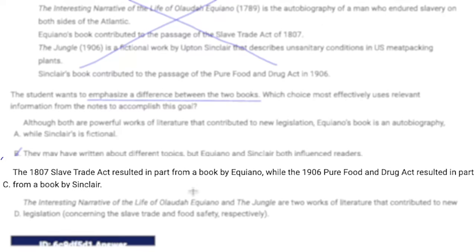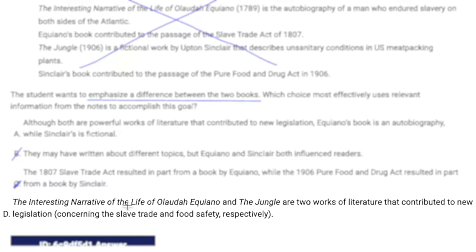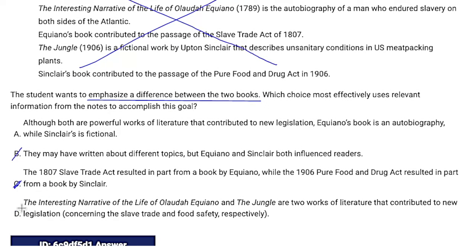The 1807 Trade Act resulted in part from a book. This is talking about differences in acts rather than differences in books. Interesting Nature of Life and The Jungle are 2 works that contributed to new. Again, it's talking about similarities, so our answer has to be A.